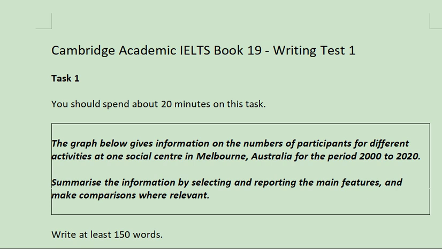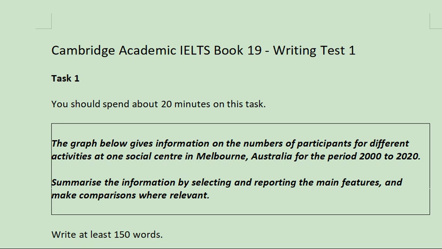Task 1 is always the same. You should spend 20 minutes on this task, and you're given a graph or a chart or a process, and you just have to write about it. The general training test, part 1, is completely different, but this is the academic one. So let's have a look.